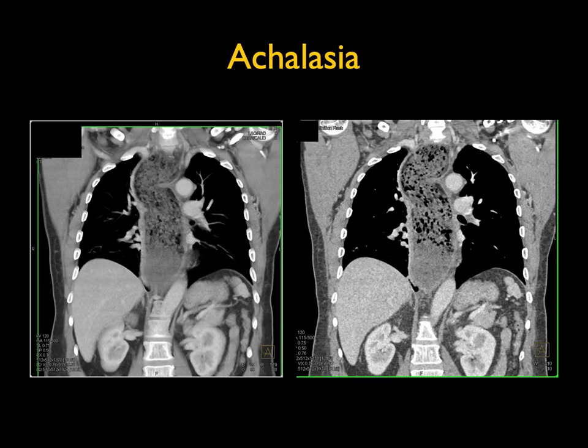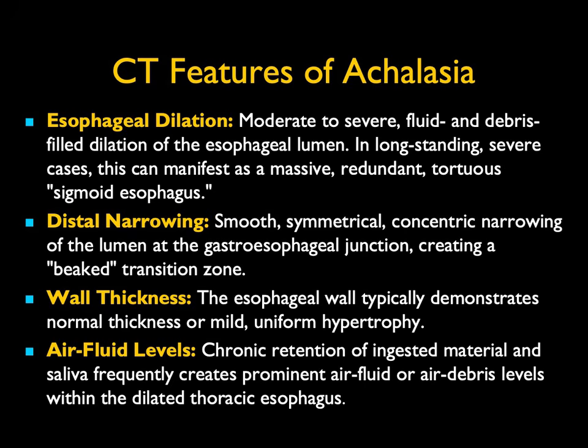Achalasia is something we talk about diagnosing on plain films. Big dilated esophagus. Could be the worst case of reflux you've ever seen, but very classic dilatation, not thickening of the esophageal wall, and changes at the GE junction. Again, esophageal dilatation, distal narrowing at the GE junction. Increased wall thickness can occur, but it's atypical. And again, these air fluid levels we talk about are very nicely shown in this example.